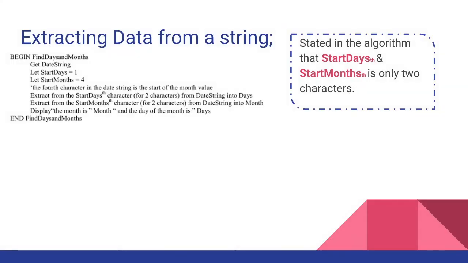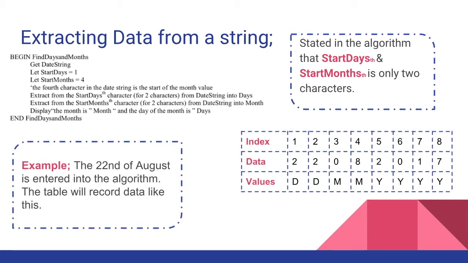Looking at this algorithm, it extracts data similar to the table from the previous slide, but is only finding the days and the months. This states that both days and months will only have two characters, the two Ds and the two Ms. So if we were to put a date in, such as the 22nd of August, 2017, it will be written as 22082017. By putting this into a similar table as the last slide, we can see what is being recorded within the value sections.